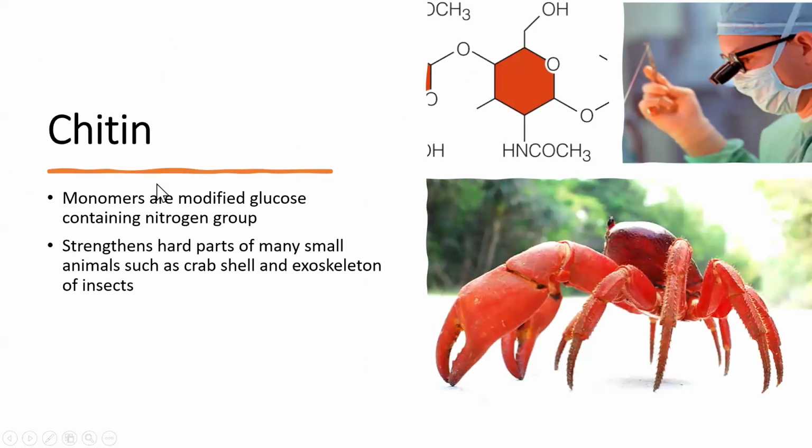The last kind of polysaccharide is this thing called chitin. Chitin is made up of glucose with a little bit of modification. So this kind of glucose has a nitrogen group in it. You don't have to memorize it, okay? And chitin is what makes up the shells of crustaceans, right? The lobster, the crabs, the seashells.